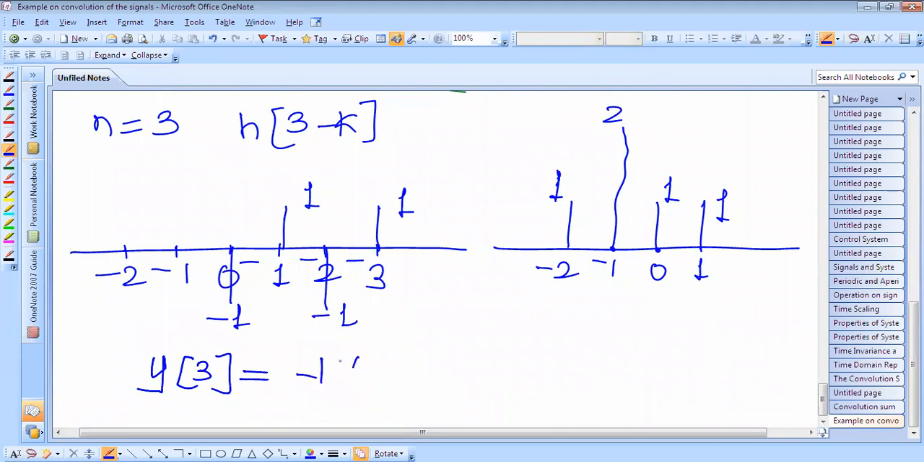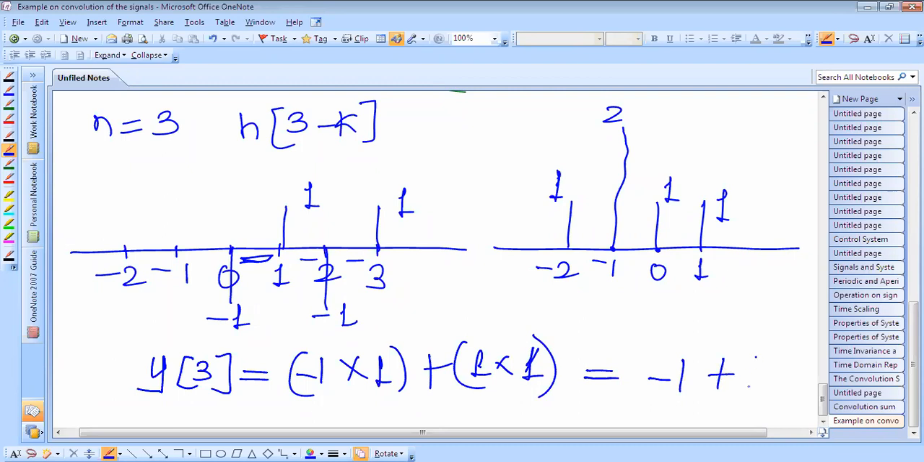So -1 into 1, plus the impulse response at 1, sorry, this is a plus. So at 1, magnitude is 1, and input at 1 is 1. Okay. So -1 plus 1, this value is equal to 0. So the output y of 3 is equal to 0.